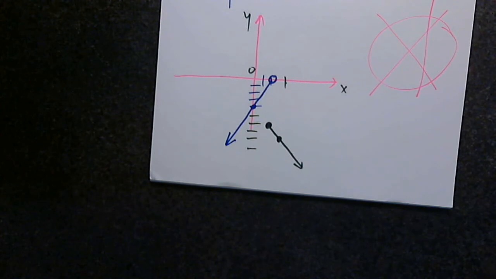Two completely distinct pieces that can never overlap. So this piece cannot be extended to the left, this piece cannot be extended to the right. And this is the entire function.